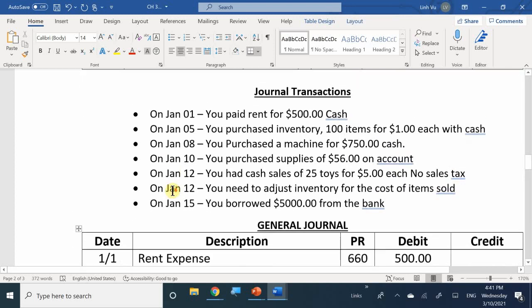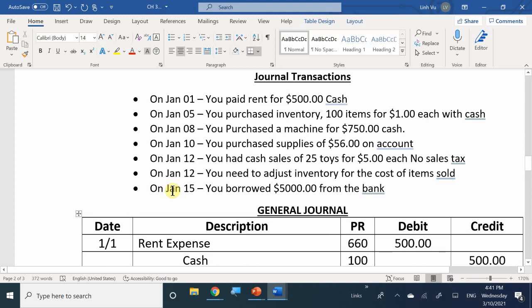So that's a perfect example of the first transaction. We use the transaction analysis. We determined everything, and here we posted it to our journal. Let's see what happened next.